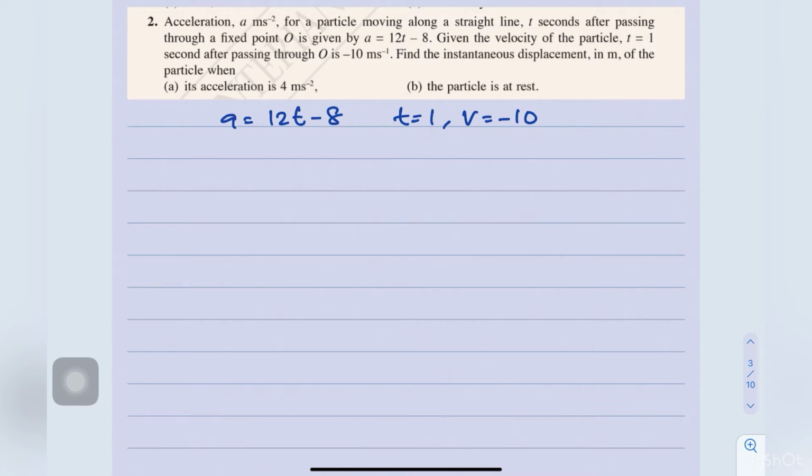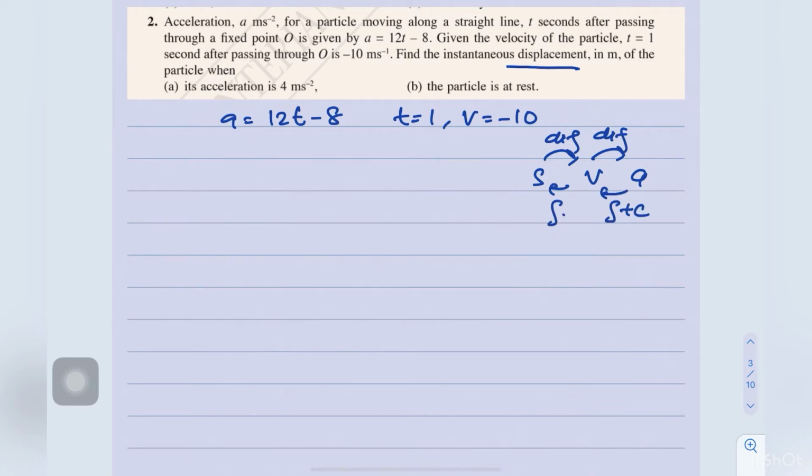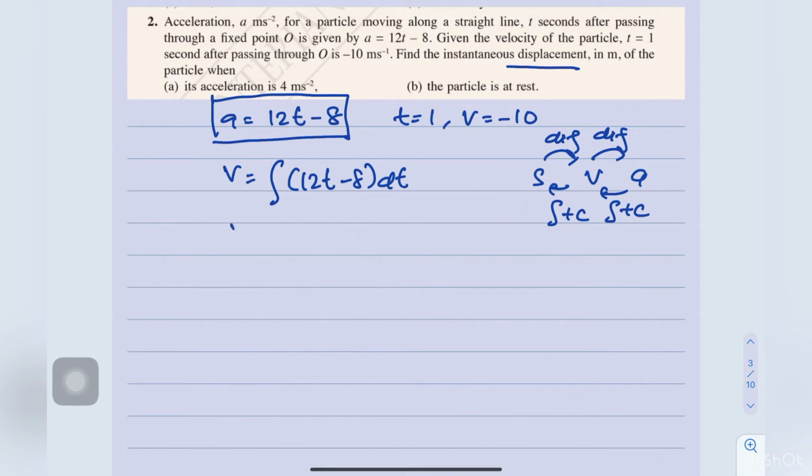First of all, you need to find displacement. So S, V, A: differentiate V to A, differentiate A to V, integrate V to S, integrate another time. Given acceleration, to find displacement, we need to integrate twice. So find V first. 12t minus 8 integrate with respect to t. So V equals 12t squared over 2 minus 8t plus c.